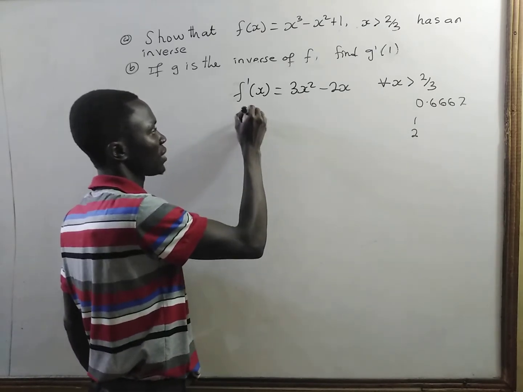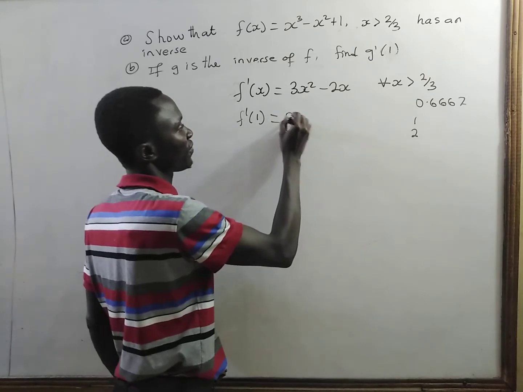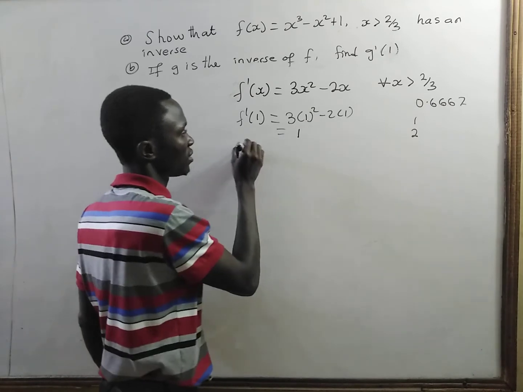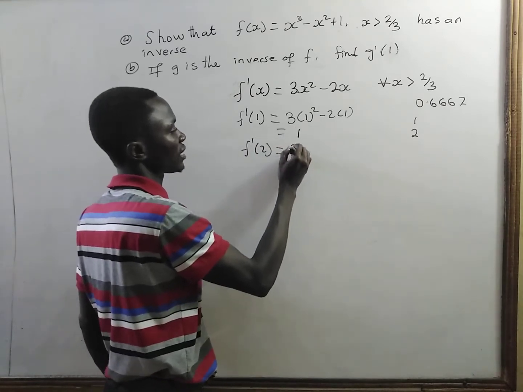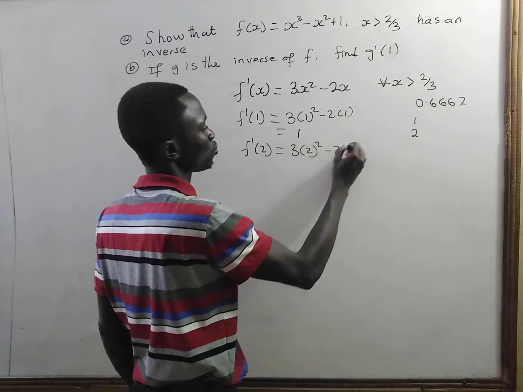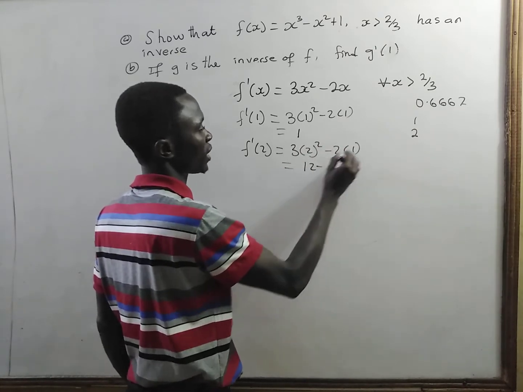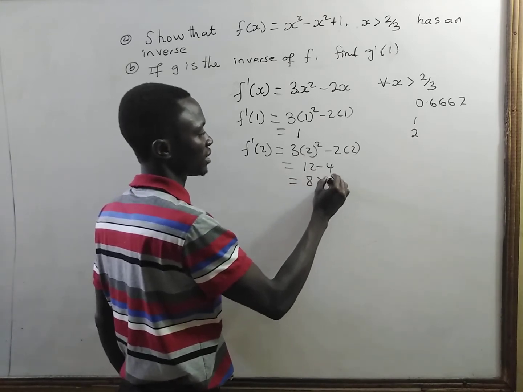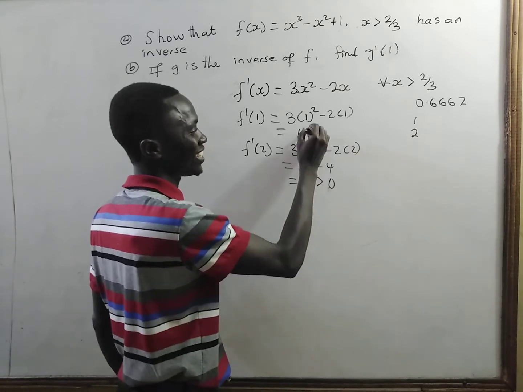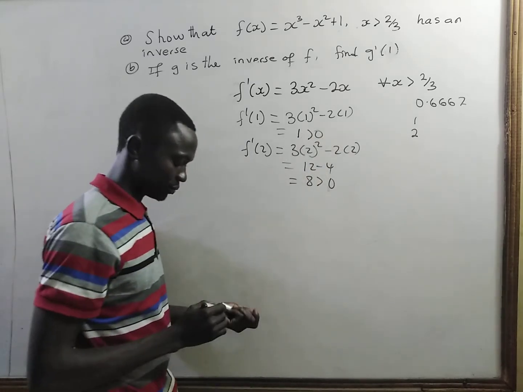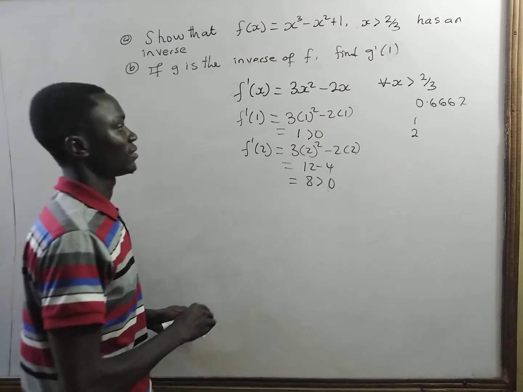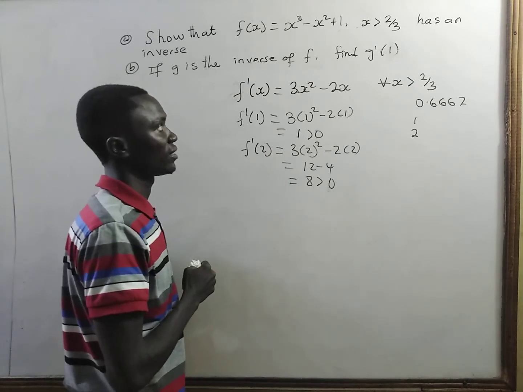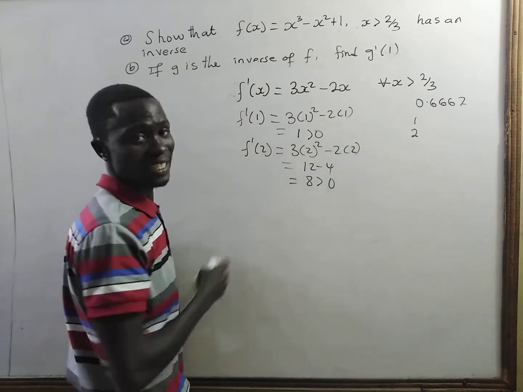So let's check f prime of 1. This will give us 3 times 1 squared minus 2 times 1, and that will give us 1. If we check f prime of 2, that is 3 times 2 squared minus 2 times 2. 12 minus 4, and that is 8. This is greater than 0. This is also greater than 0. So, we have seen that for all values of x greater than 2 out of 3, f prime of x is greater than 0.